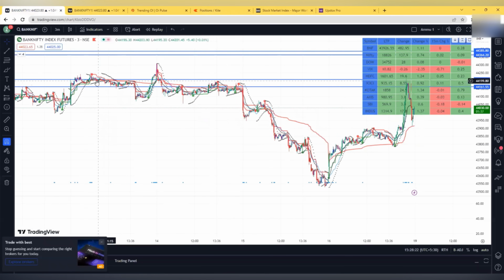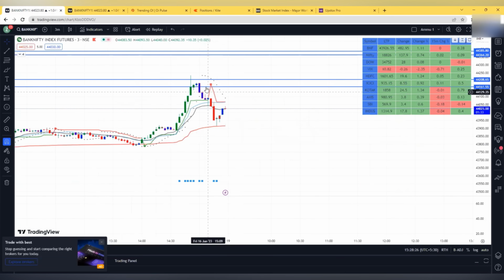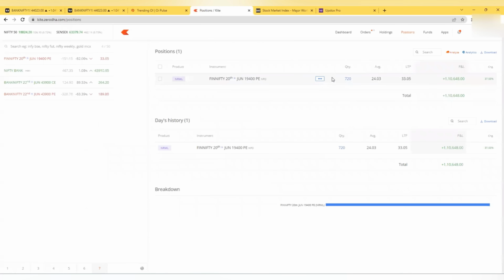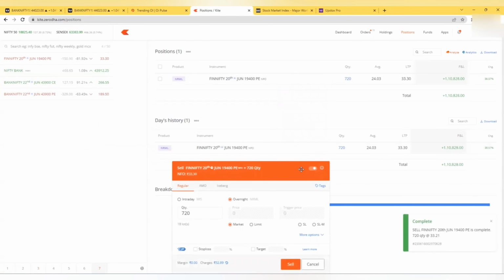Look at this consolidation. This is going to act as a very strong rejection area, so we will be getting a very good put trade here. So I have tried a put trade. This is what the profit is. So let me exit this trade and then I'll discuss.